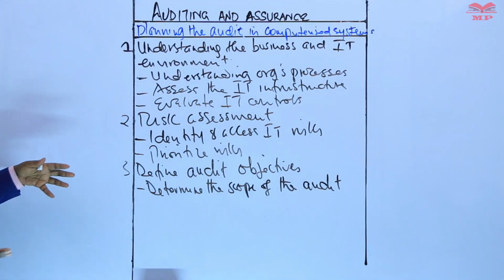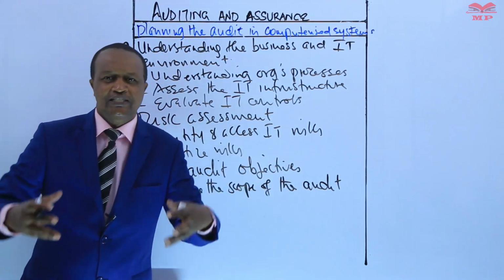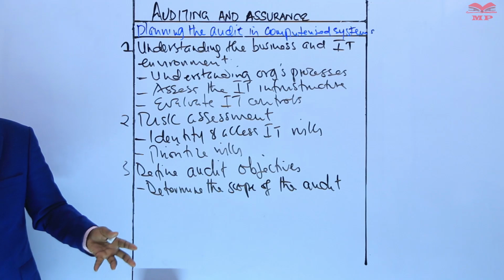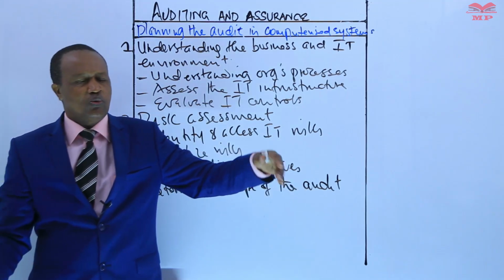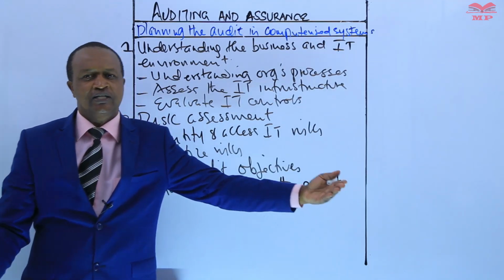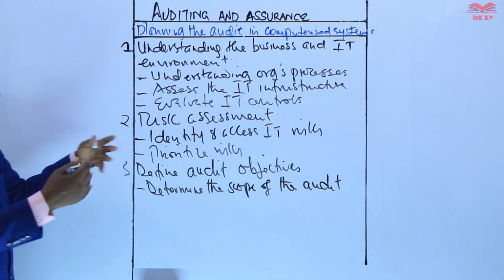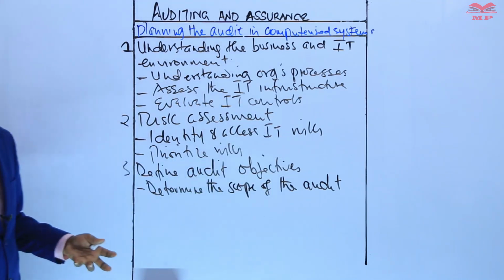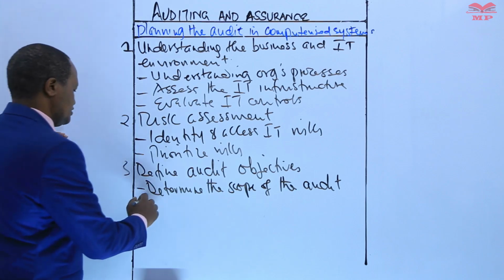The first step in defining audit objectives is to determine what the scope of the audit is. Clearly define what areas, what systems, and processes will be included in the audit. That is determining the scope of the audit. You understand? Then, having defined the scope of the audit, you can set specific audit objectives.